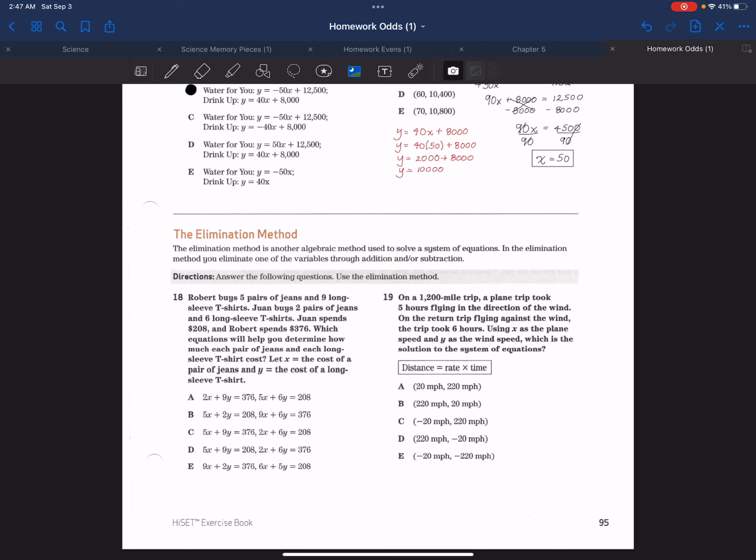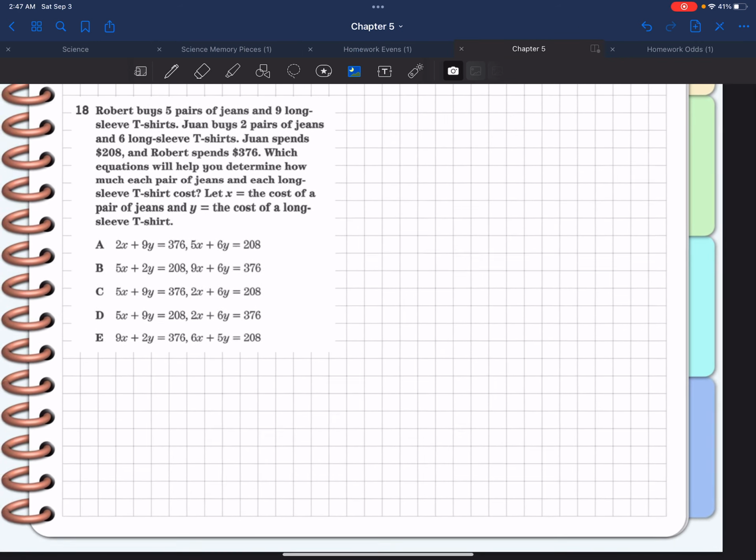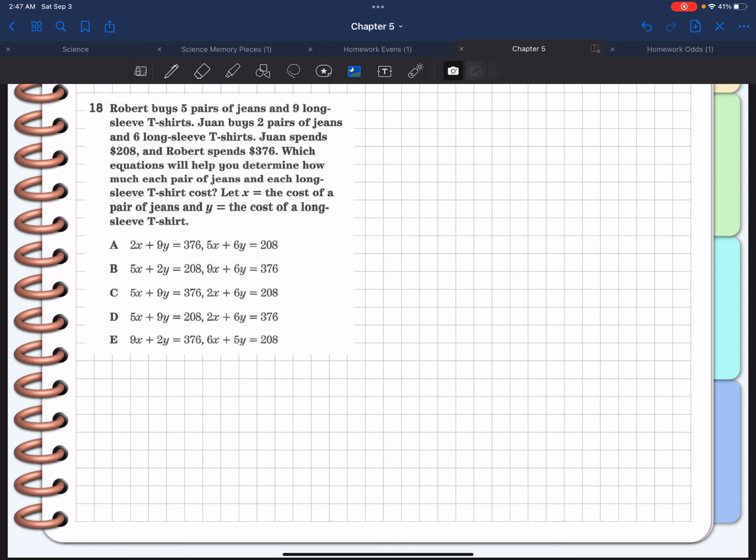I'm still on page 95, but we are switching to the elimination method to solve the systems of equations. So I decided to go ahead and break the video. And I have also copied these onto my notebook, so I have a little bit more room to solve them. Okay, number 18.